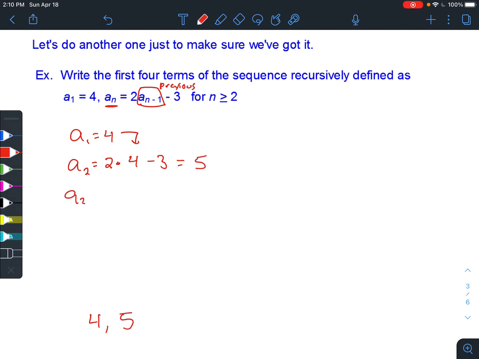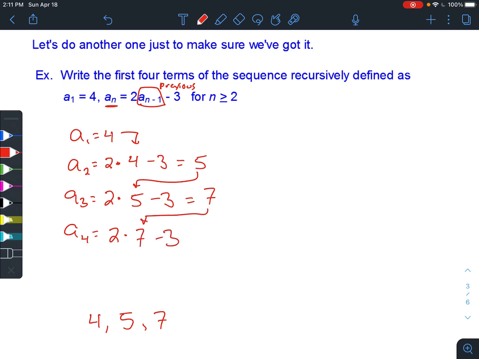Now to get to our third term, we want to take the previous term, which is 5, and take 2 times that. So again, take that previous term, and then we're going to subtract 3. At this point, we get 2 times 5, which is 10, minus 3, which lands us at a 7. So the third of our 4 terms is 7, and let's keep going. A sub 4 equals 2 times, again, that previous term, in this case now a 7. Then we're going to subtract 3, but 2 times 7 is 14. 14 minus 3 gets us an 11.